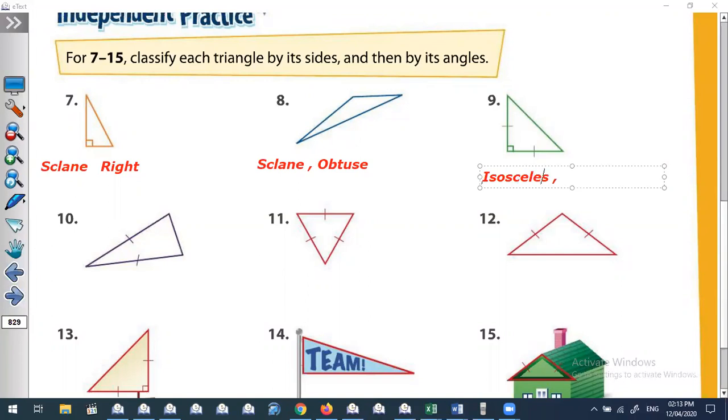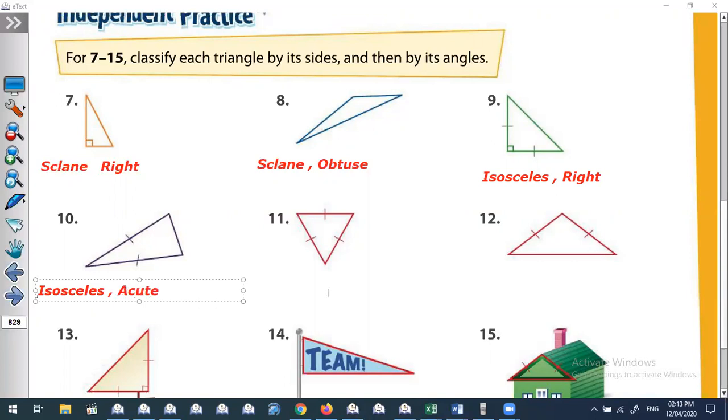What about the other type according to angles? Here we have a square corner, so it will be right. The next one, here we have two sides equal. Here two dashes, so it will be isosceles also. What about the other type? Here we don't have a square corner, so it cannot be right. We don't have more than right, so it will be acute.